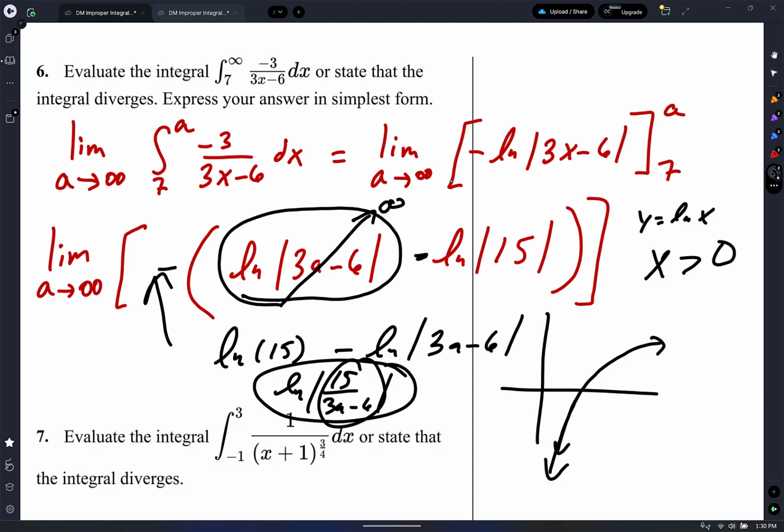The x value is approaching, the argument is approaching 0. The output of it isn't. The output is a huge negative number. And that's what I'm looking for, the output of this.